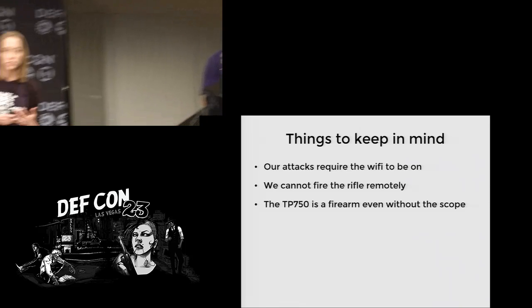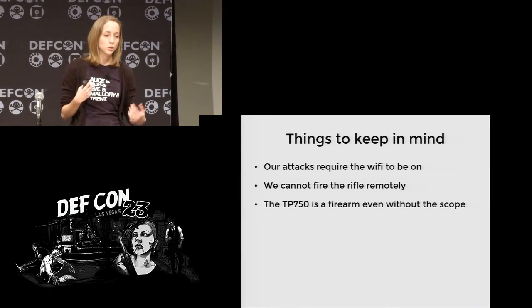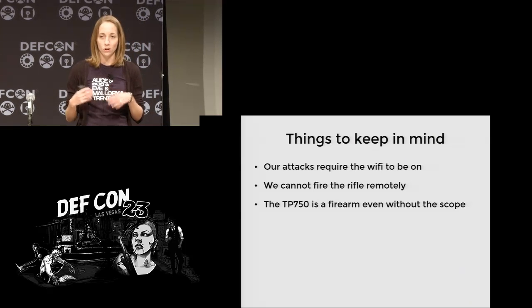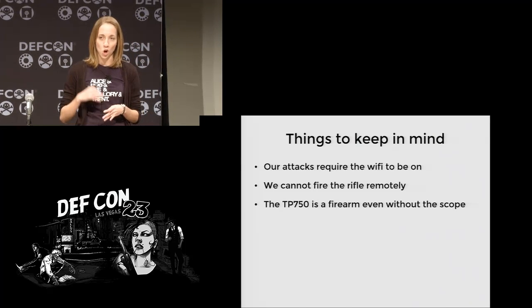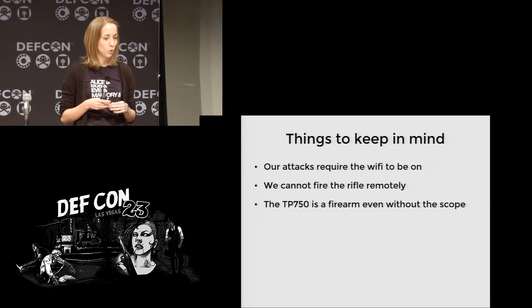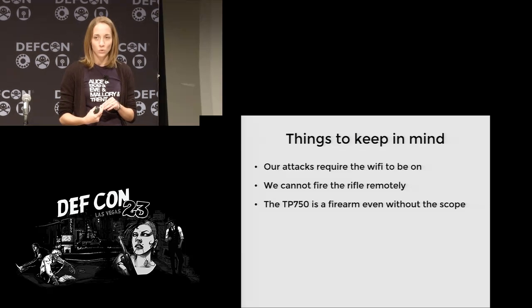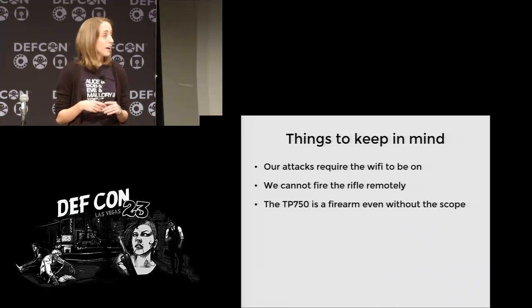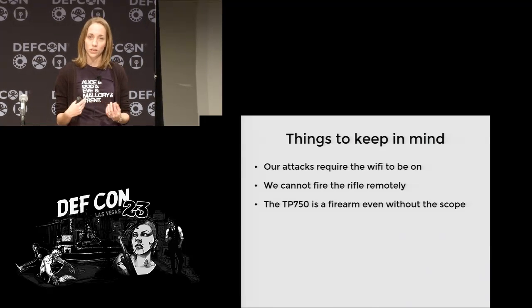So just a couple of things to keep in mind about the research is that our attacks do require the wireless network on the rifle to be on. It comes off by default. You have to turn it on for any of this to actually work. We cannot fire the rifle remotely. We can do a lot of fun things like lock the trigger so you cannot fire, but we cannot fire remotely. And lastly, the TP750 is a firearm even without the scope.